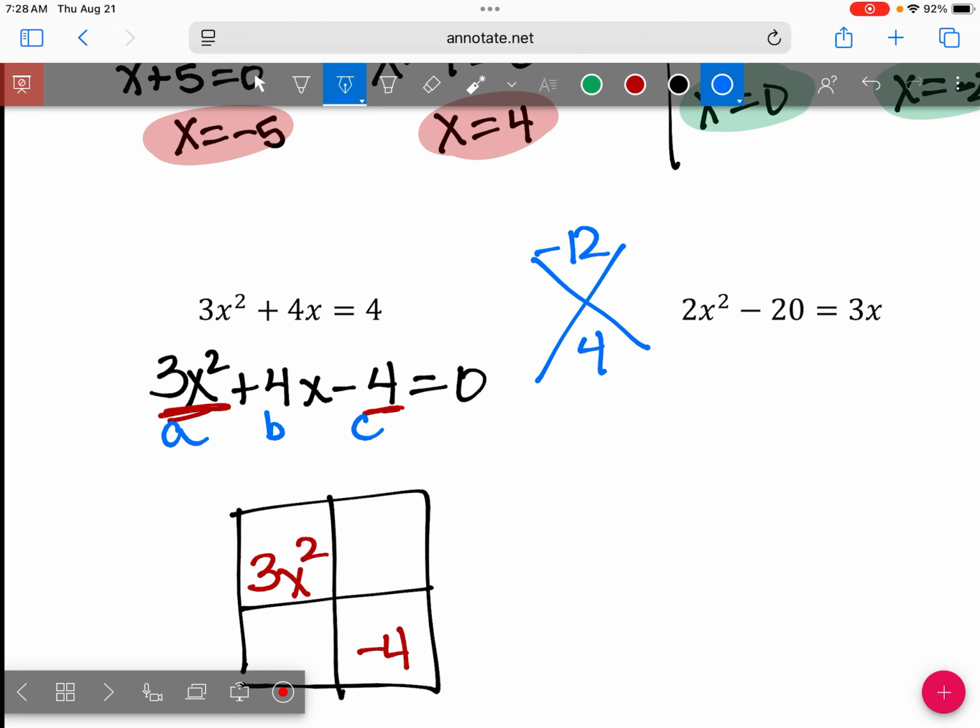Don't say it out loud. But we need two numbers that will multiply to be negative 12, but add to a positive 4. So I'll give you a moment to think about that. See if you can figure out my numbers. That's the hardest part to factor in, is finding your numbers.